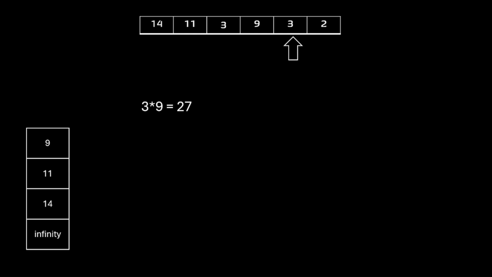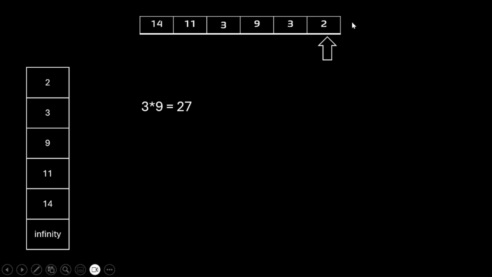Now 3 again is lesser than the topmost element in the stack, which is 9. So 3 will be pushed in the stack. And finally 2 being lesser than 3 will be pushed again in the stack. Now we have reached the end of the array, right? So we will pop this entire stack, because we are sure that this entire stack will yield us the minimum max values, the minimum pairs, okay? And each minimum pair will give us the minimum max value at each level, right?